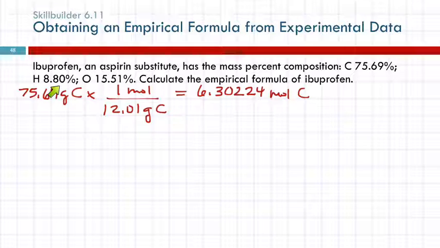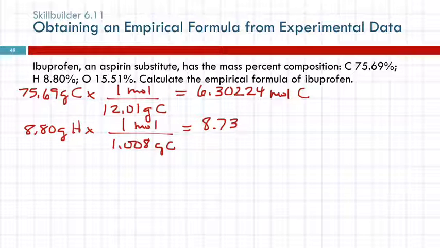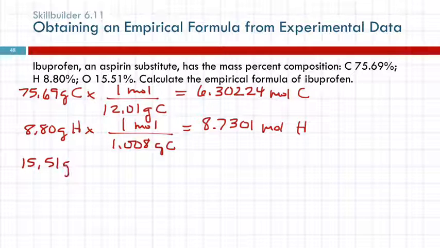Then for the hydrogen, again, if I have a 100 gram sample, 8.80 grams are hydrogen. 1 mole of hydrogen is 1.008 grams of hydrogen. 8.8 divided by 1.008 equals 8.73. That one only has 3 sig figs, and then 2 extras, moles of hydrogen. And 15.51% oxygen means 15.51 grams of oxygen in a 100 gram sample.